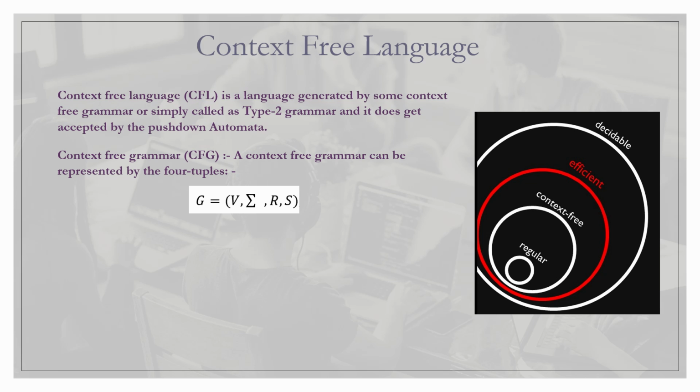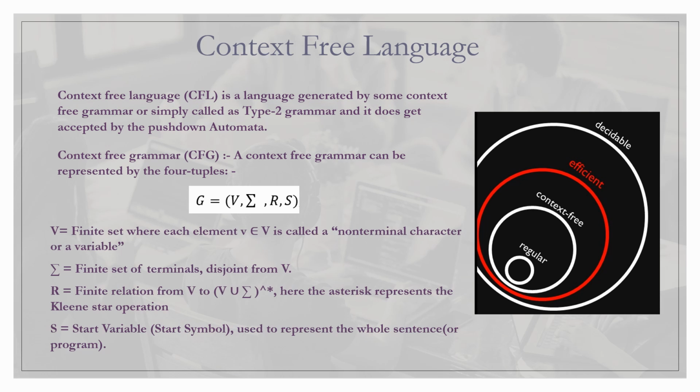The context-free grammar can be represented using four tuples, namely V, sigma, R, and S, where V represents a finite set called non-terminal characters or variables. Sigma represents a set of terminals, which are disjoint from V. R represents a finite relation from V to a union between V and sigma. And S represents the start variable or start symbol, which is used to represent the whole sentence of a program.